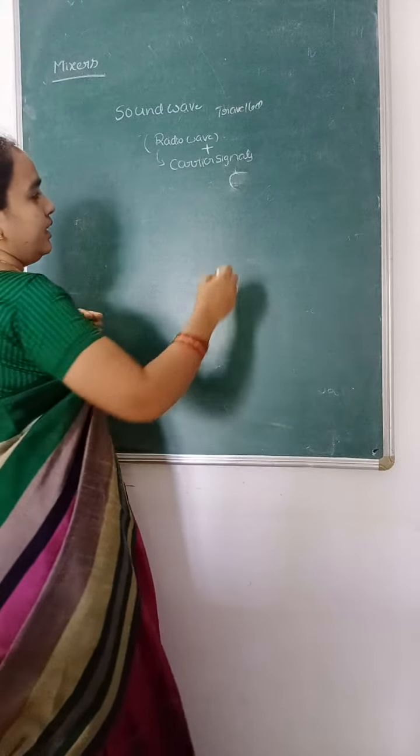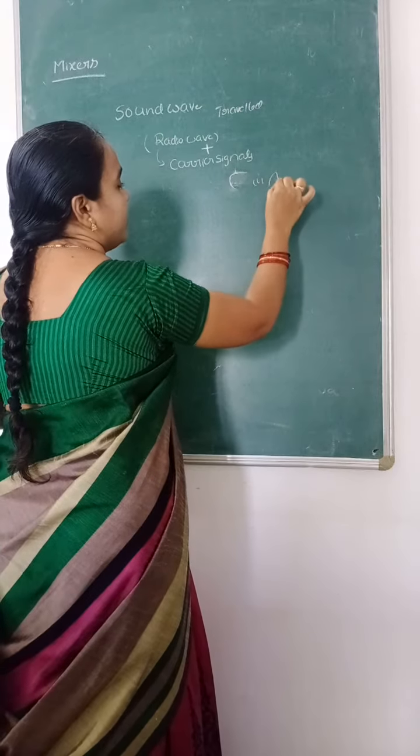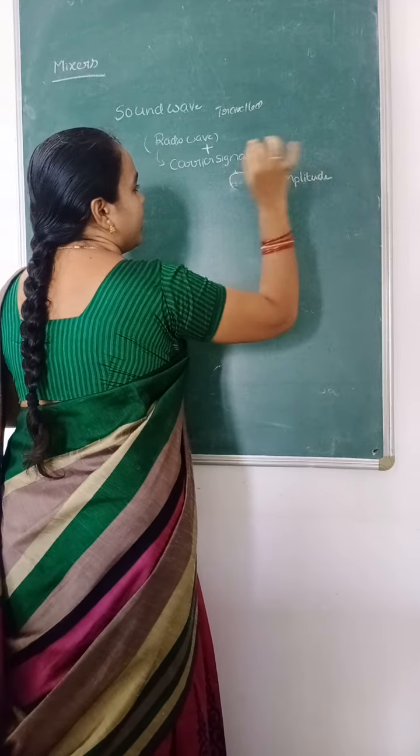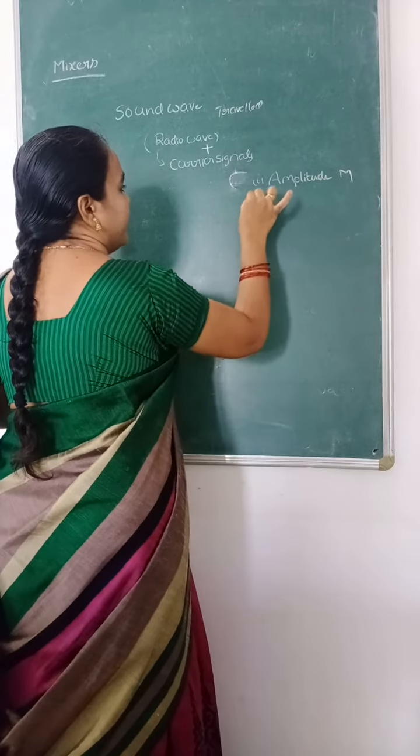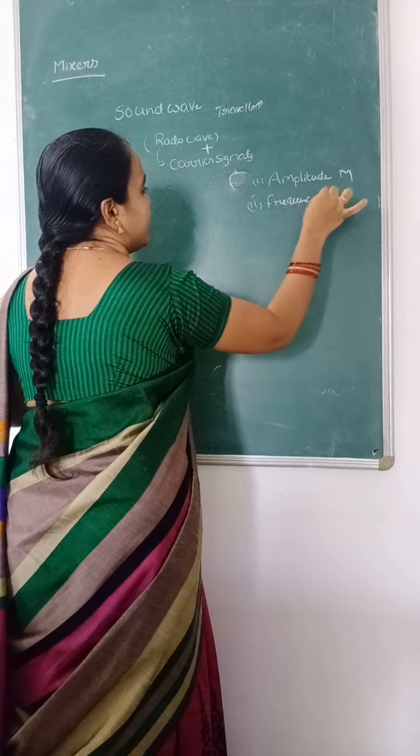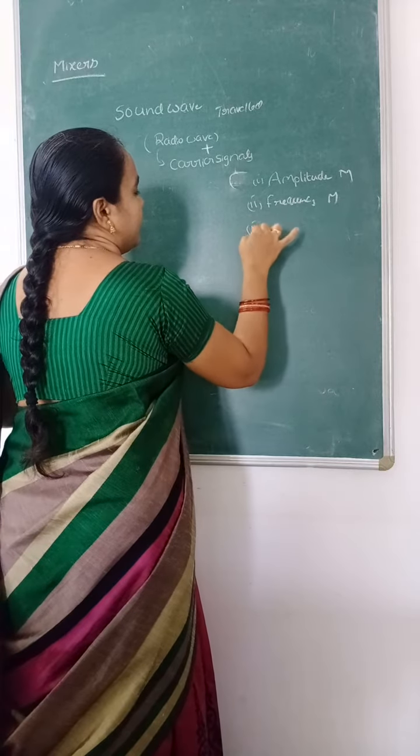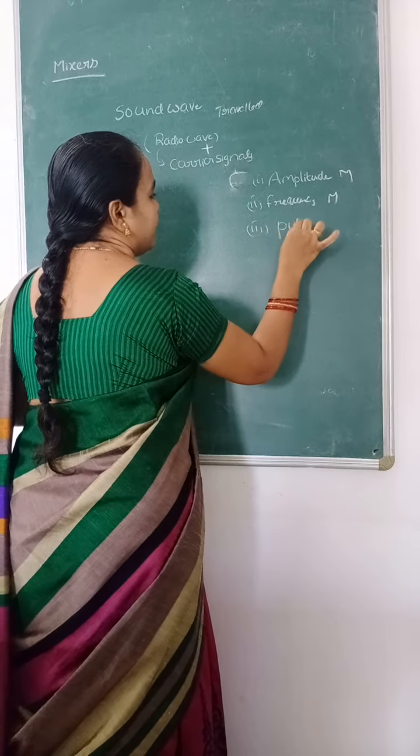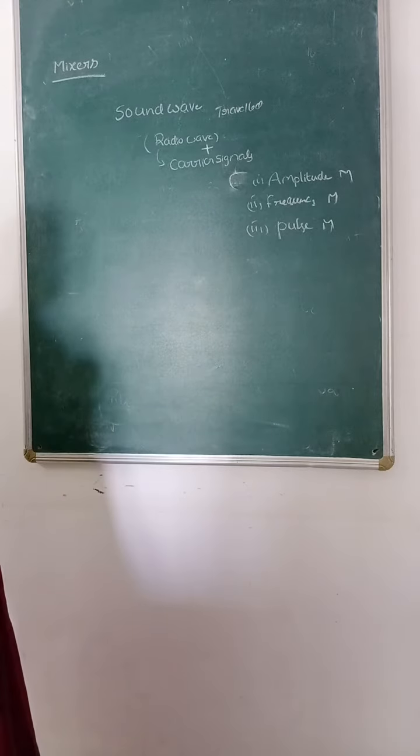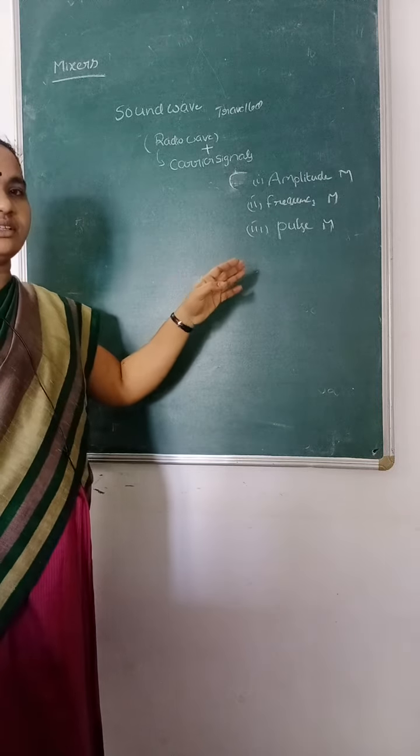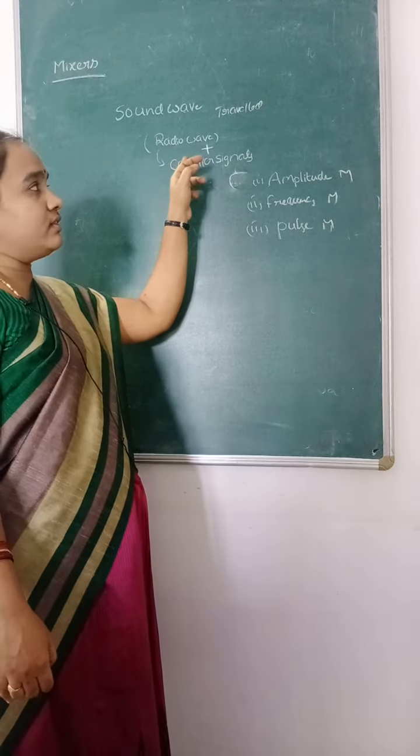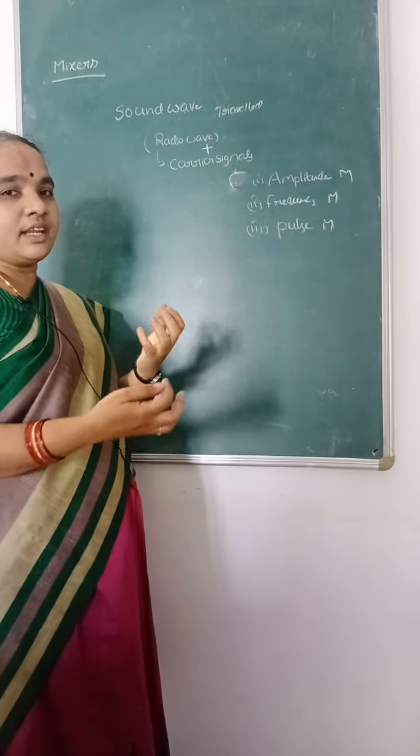There are three types of modulations. Either we can change the amplitude of the waves, called amplitude modulation, or we can change the frequency, called frequency modulation, and the third one is pulse modulation. These are the three different mixing techniques to send these radio waves depending upon the requirement.